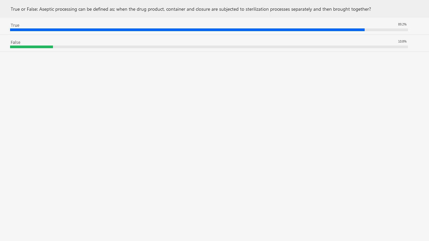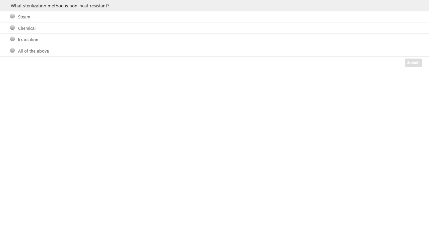Okay, let's get to the next question. Which of these sterilization methods are not heat resistant? What sterilization method is non-heat resistant? The choices are steam, chemical, irradiation, or all of the above. So again, we'll just leave this up here for a few seconds. If you in the audience could go ahead and answer the question, what sterilization method is non-heat resistant?